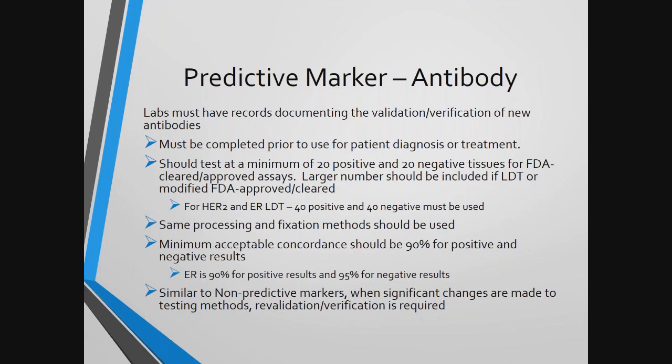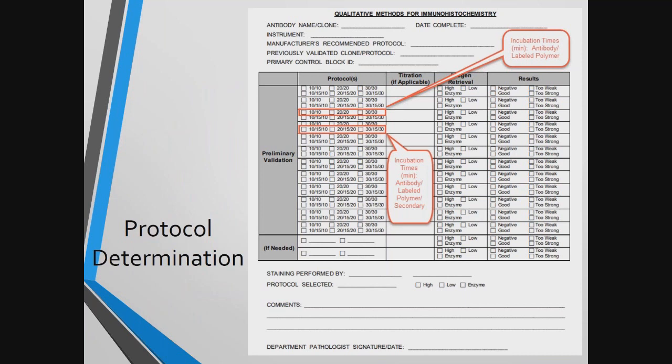The concordance expectation for predictive markers is 90%, while specific to ER, the concordance rate is 90% for positive results and 95% for negative results. And then, similar to non-predictive markers, any significant change to the assay requires revalidation and/or verification. So as discussed previously for non-predictive markers, that first step is the selection of the protocol. For predictive markers, this can be completed and documented using the exact same process. So again, this slide just shows the same type of form that we used for non-predictive antibodies in order to document the protocol selection process and approval for predictive antibodies.